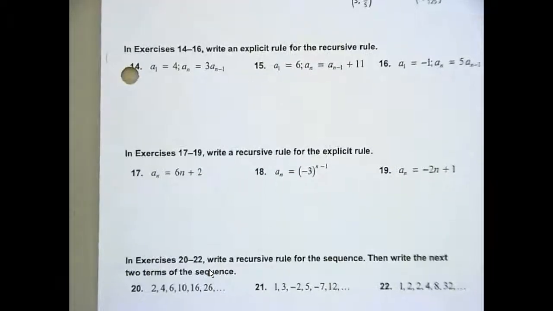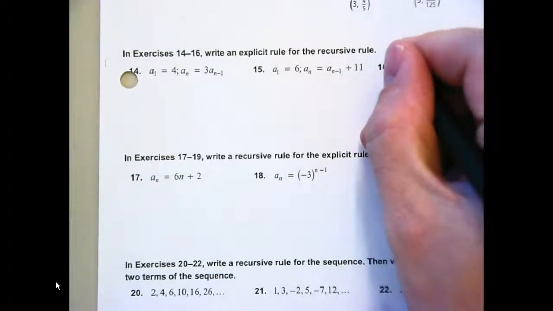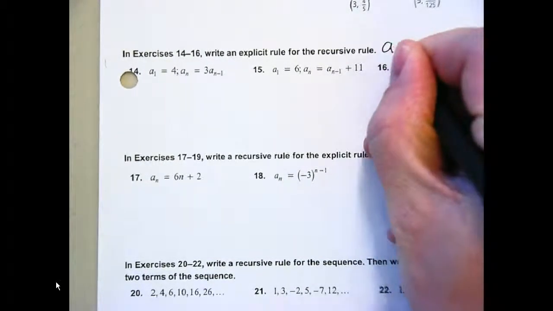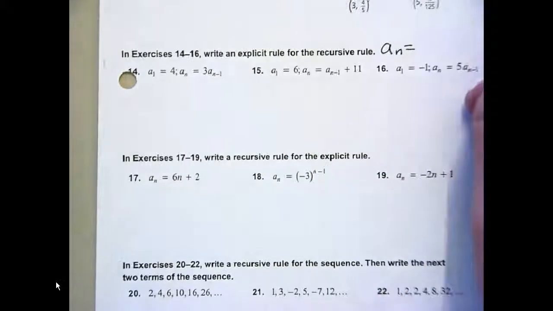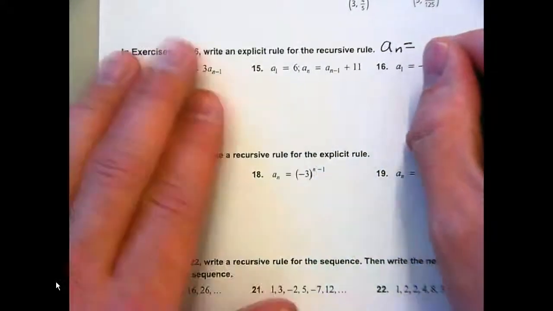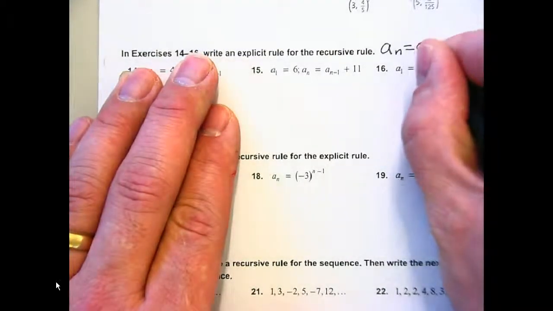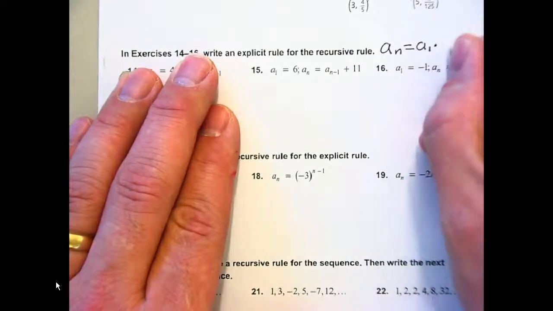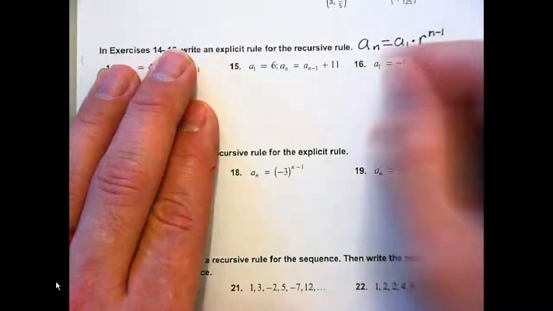Give number 14 a go, please. Number 14. Okay. Hey, it might be helpful to remember the explicit rules. We just talked about one of them. Hey, the explicit rule for a geometric sequence. A sub n is equal to? No, let's ignore this. Just in general terms, what's the explicit rule? A sub 1. Okay? That's the explicit rule.